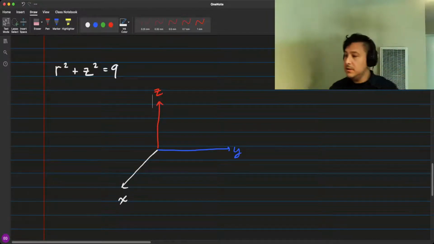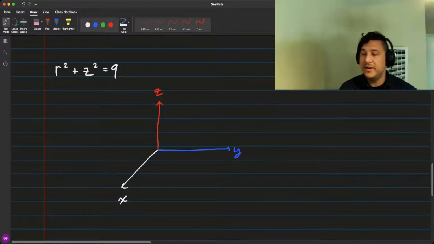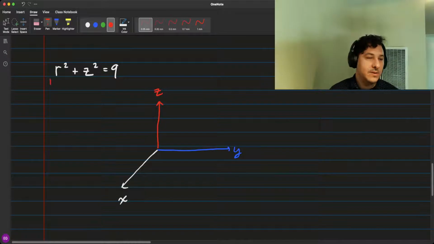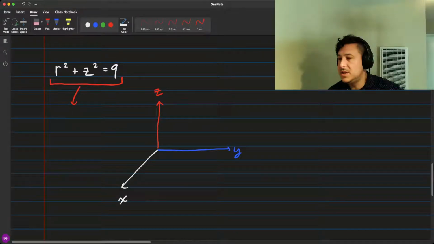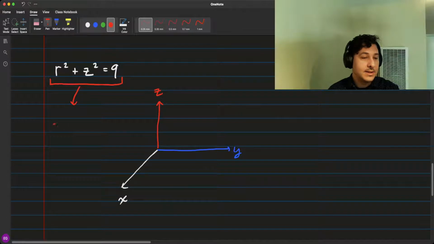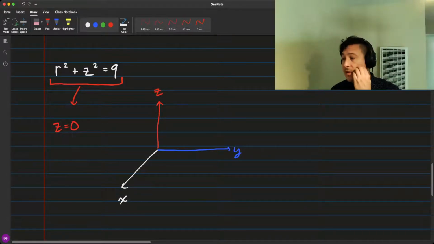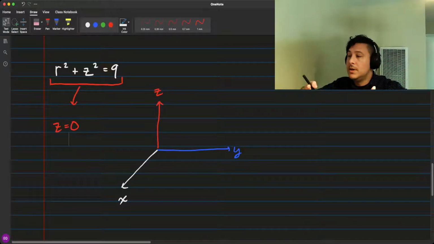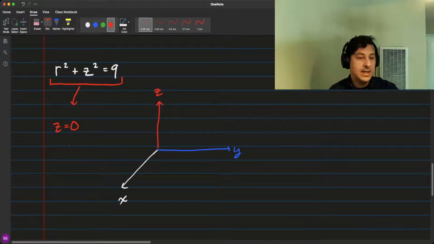Okay, so what you usually want to do to figure these out is take your equation and notice we have 2 variables now. So it's useful to set some sort of value equal to something. For instance, let's set z equal to 0. If you set z equal to 0, where do you know you're going to be graphing the leftover? If z equals 0, you get the equation r squared equals 9.